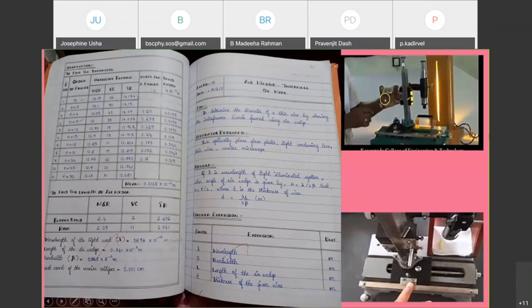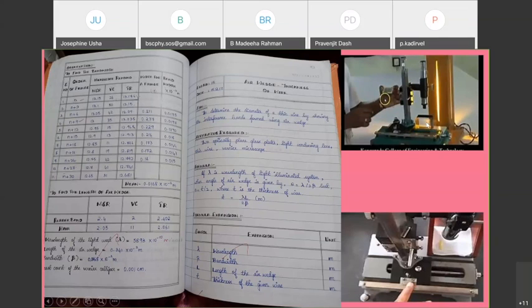See, for any instrument there is a least count. In the case of a screw gauge or vernier caliper, we would have found a least count for that instrument. So for this traveling microscope, it is 0.001 centimeter. That is the least count of the traveling microscope. So how are we getting these values, both MSR, that is main scale reading, and vernier scale coincidence.